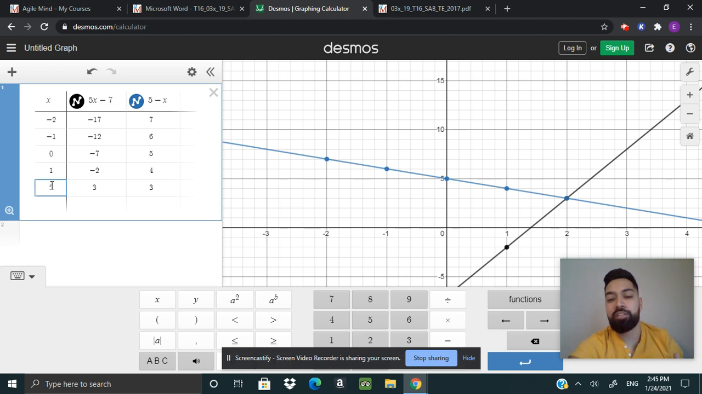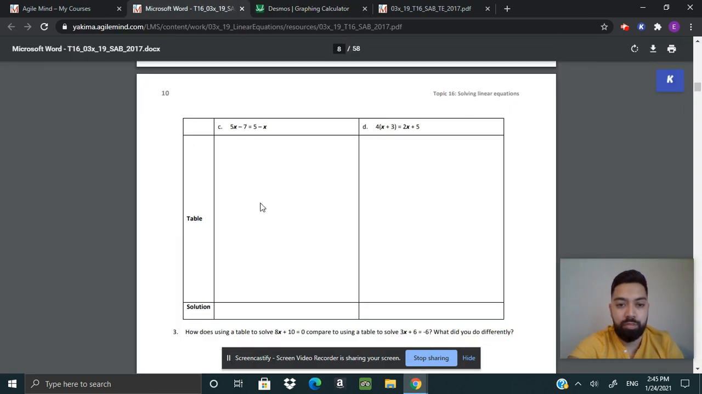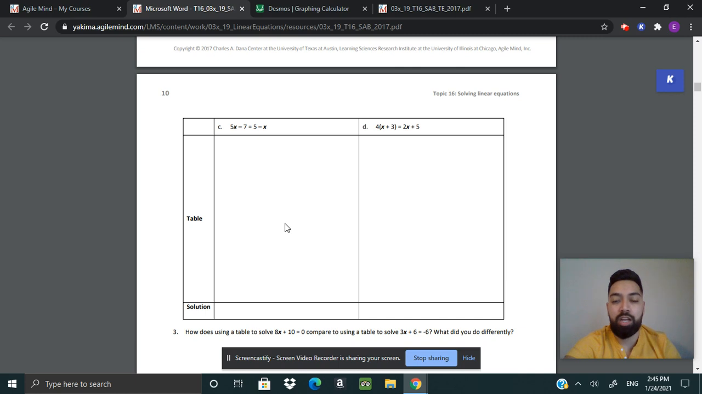So to report your answer, once again, take this entire table, copy it into the table section, and then report your solution at x equals 2. So in here, just make sure you write that, x equals 2. And you're done. It's that simple. That's how you use your table to come up with your solution.